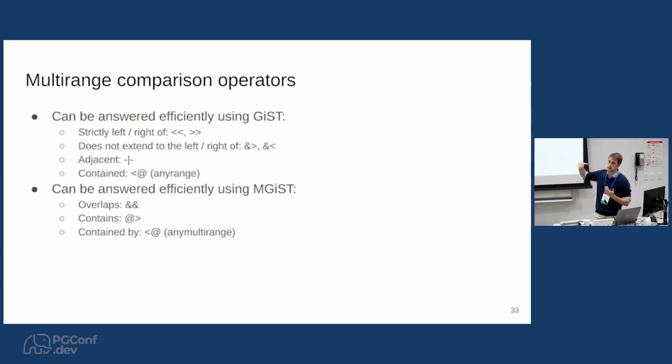Essentially, what you can realize is that MGiST is going to be very beneficial every time your gaps in the multi-ranges matter for the operator. So this is for the overlaps or for the contains. But for example, strictly left, the fact that you're taking the multi-ranges as individual ranges or a single big one, you will not have any difference. So in this case, GIST is good enough.